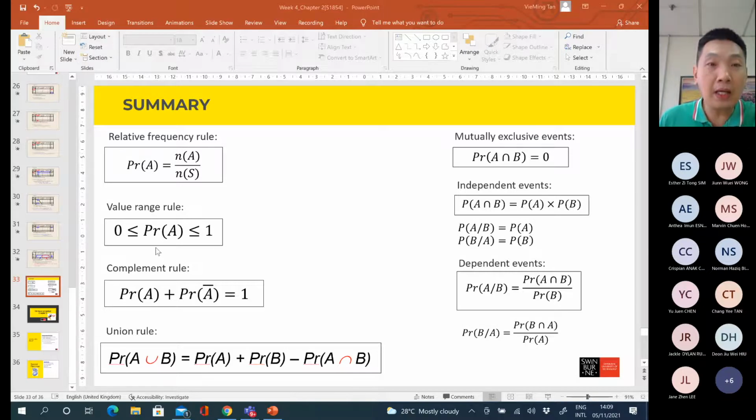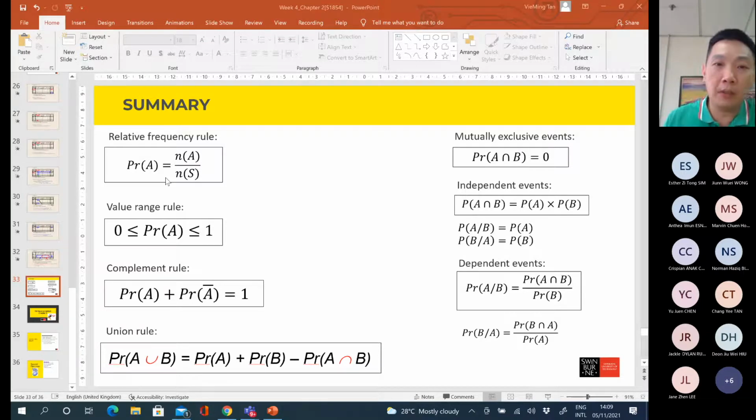The probability of A can be equal to 0 exactly, or equal to 1 exactly. If P(A) is equal to 0, that means event A is guaranteed not to happen. If P(A) is equal to 1 exactly, that means 100% event A is going to happen. Make sure you remember this value range rule. These are the basic formulas you need to answer questions that involve only one event.